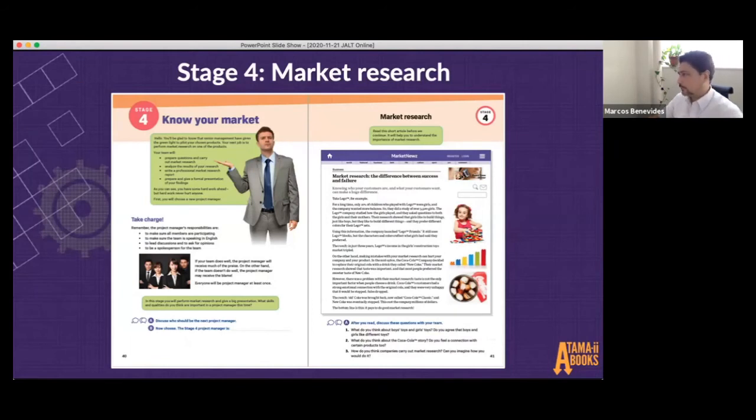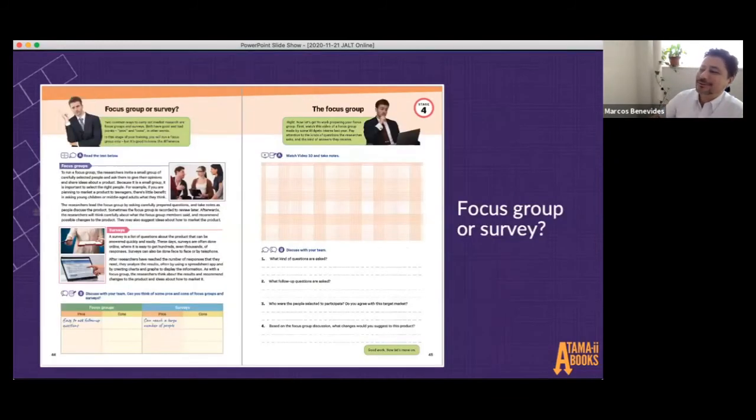Stage 4 is market research. And, oh geez, 5 minutes left, huh? So market research is basically hinged on whether they do a focus group or a survey.